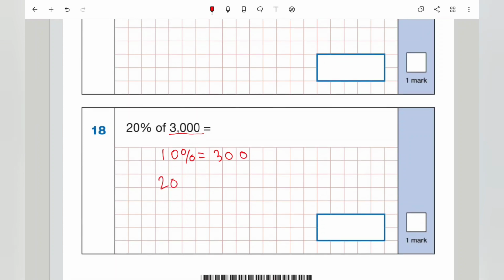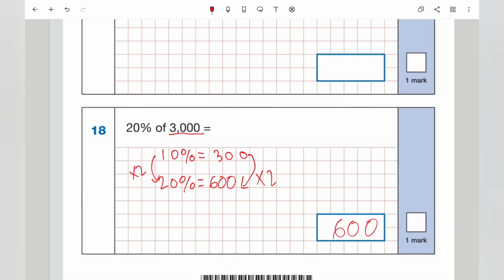Now, to find 20%, it's quite simple, because how do we go from 10% to 20%? We times it by 2. So on the right-hand side, we do the same. We times 300 by 2. If you do 300 times 2, you will get 600. So the final answer is 600. If you got 600, well done.